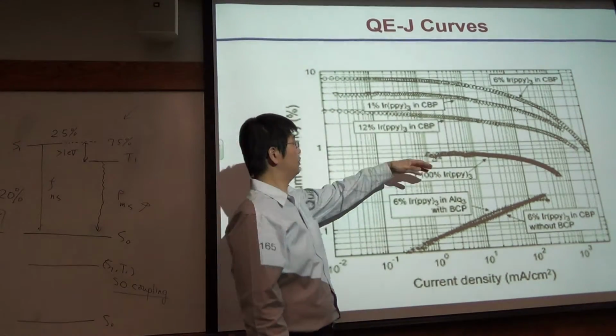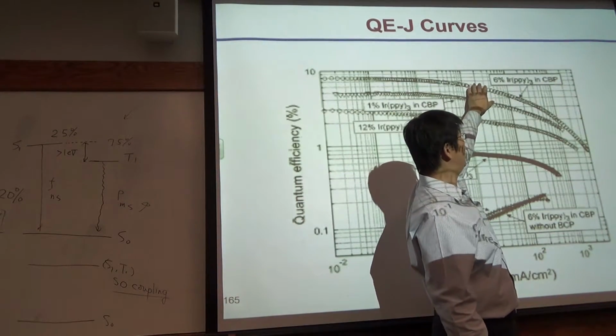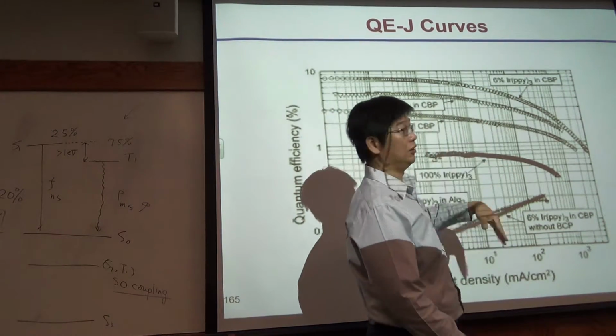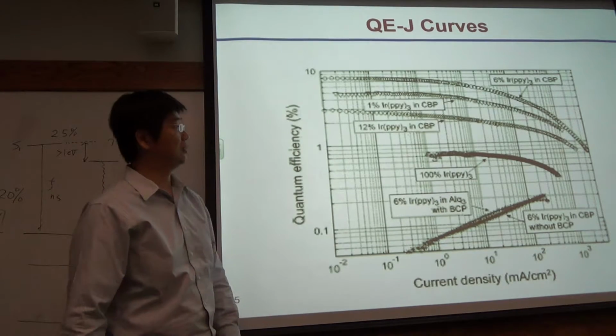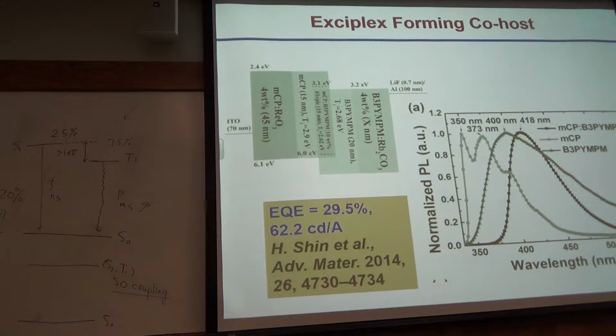So if you increase the concentration, they can achieve the maximum, and further increase, it decreases because of concentration quenching. Okay? So that is one important breakthrough.